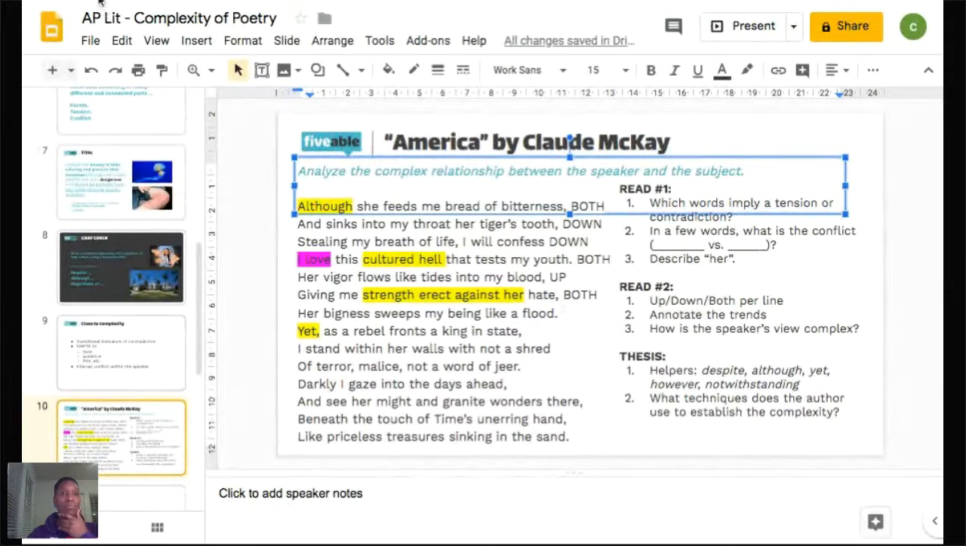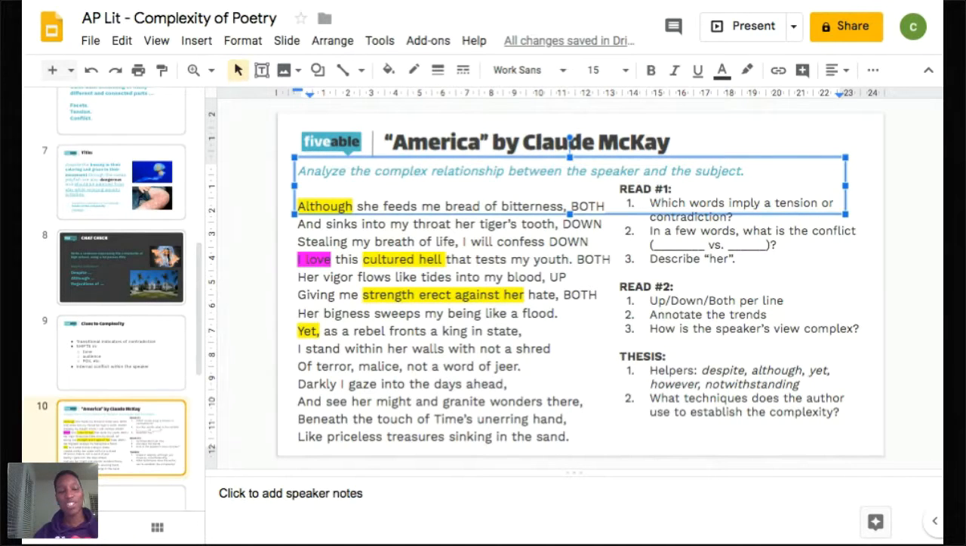So, "her bigness sweeps my being like a flood." Is that an up, a down, or a both? "Her bigness sweeps my being like a flood." Up, down, or both? Okay, Selena says both. Can you give us a little bit of why both? And honestly, while you're thinking, or anybody can support Selena. It doesn't have to be Selena. Right, bigness as a positive, okay?